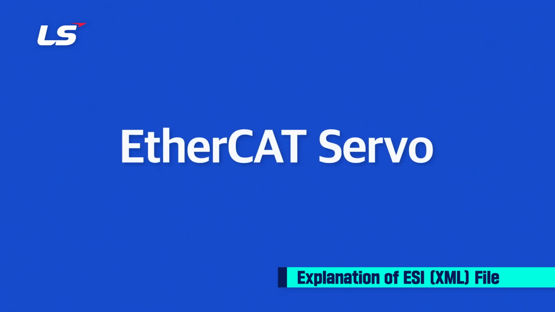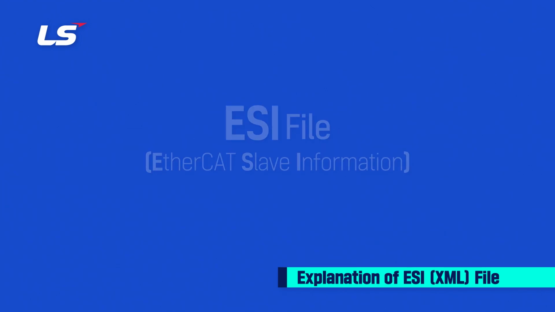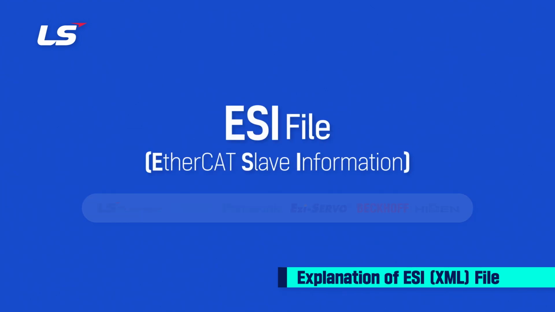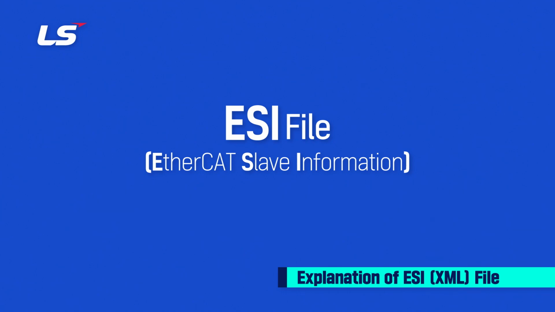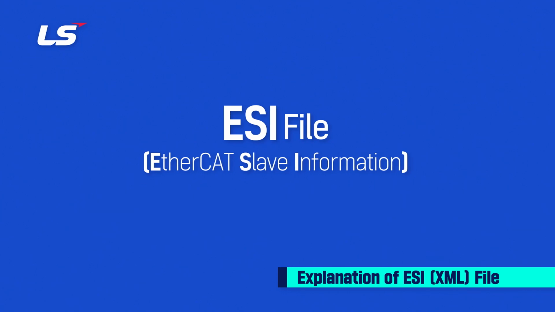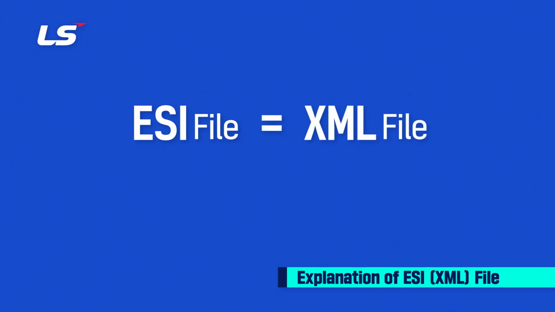Hello! In this lecture, I will explain the concept of EtherCAT parameters and how to set them up. The information of the EtherCAT slave is defined as an ESI file, which is provided by each slave manufacturer. It is also called an XML file because the extension name is XML.